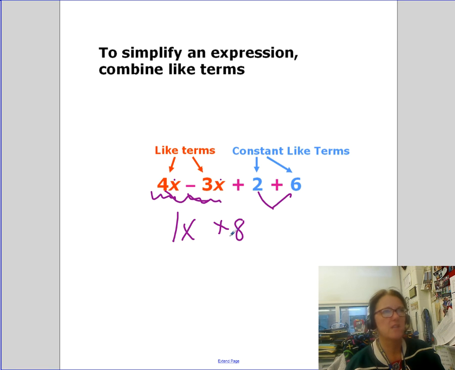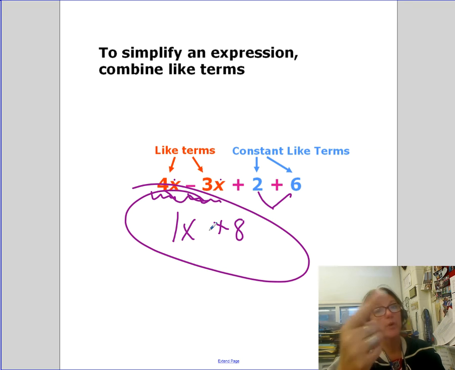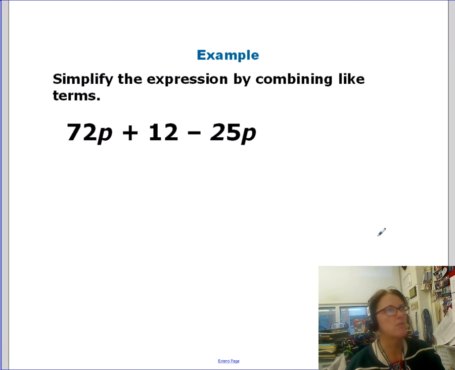Now, I have a 1x and a positive 8. 8 doesn't have a variable, so guess what? You are done. So let's try a few of these now. Train your eyeballs to look for like terms.